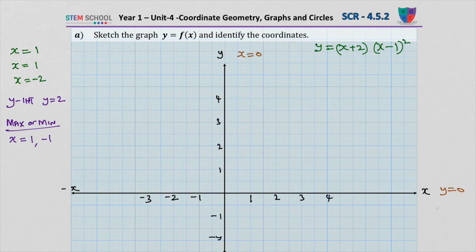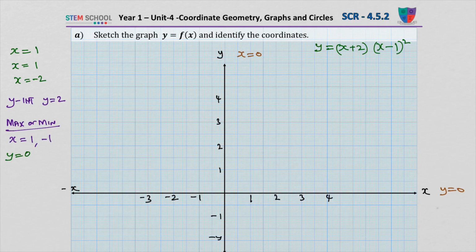And we need to find the values of y for the x's. So what we need to do is put x equals 1 here and there. When x equals 1 in here, I get 3. When x equals 1 there, I get 0, because 1 minus 1 is 0, 0 times 3 is 0. So when x equals 1, y equals 0.